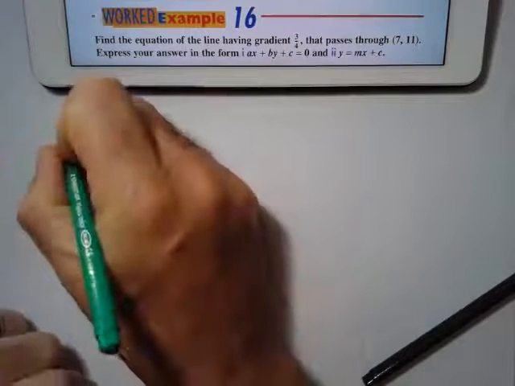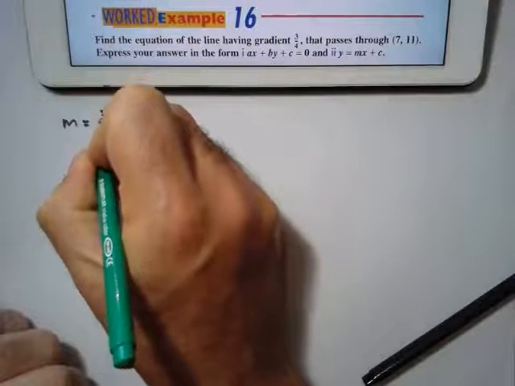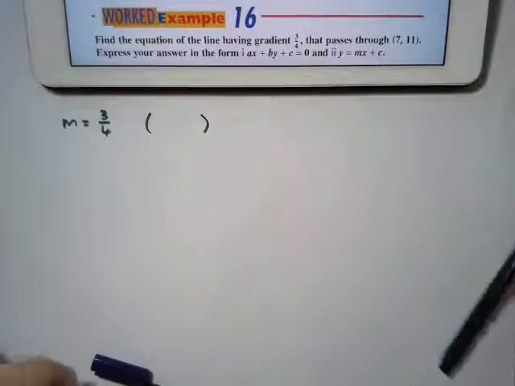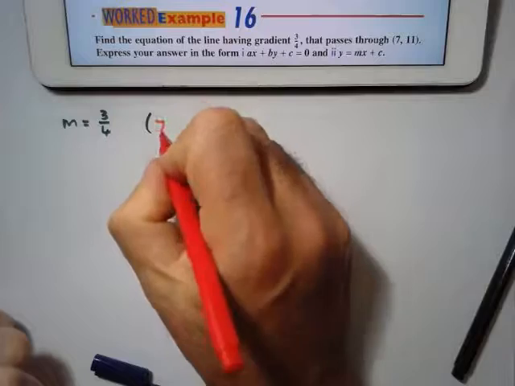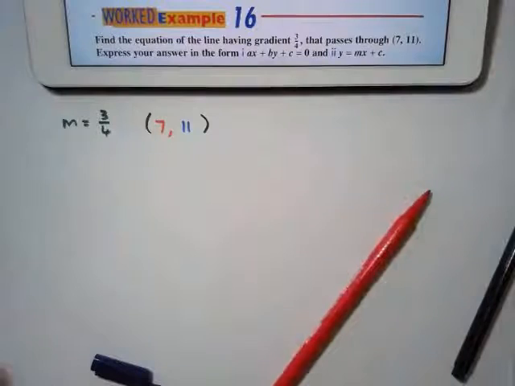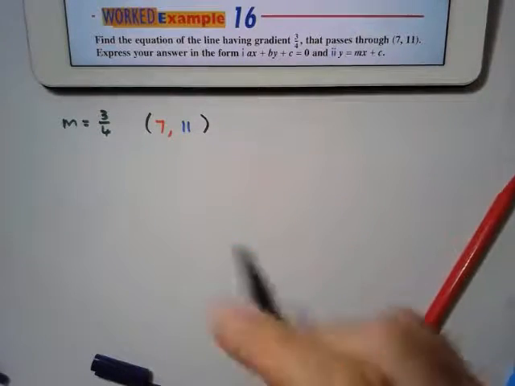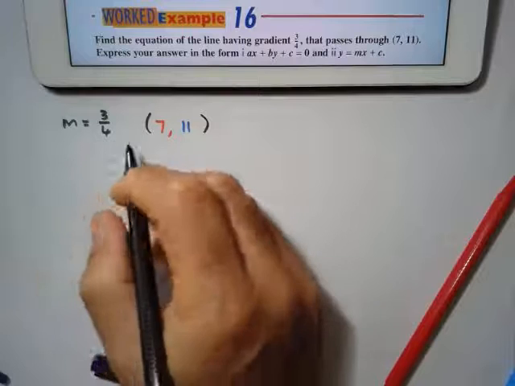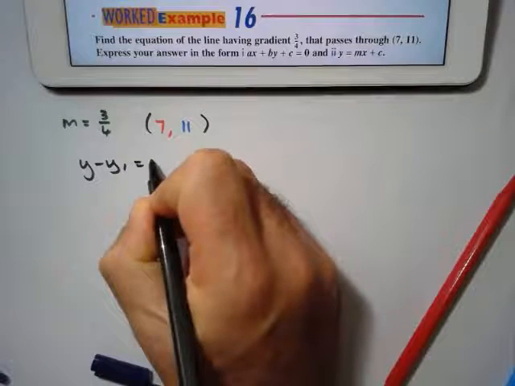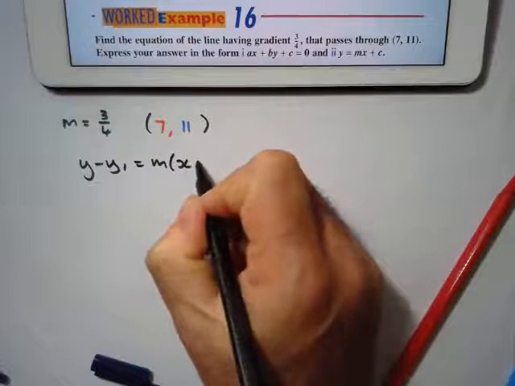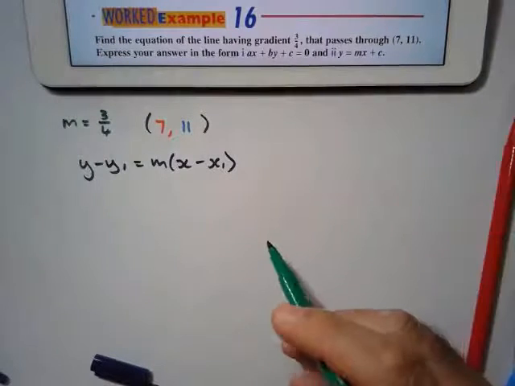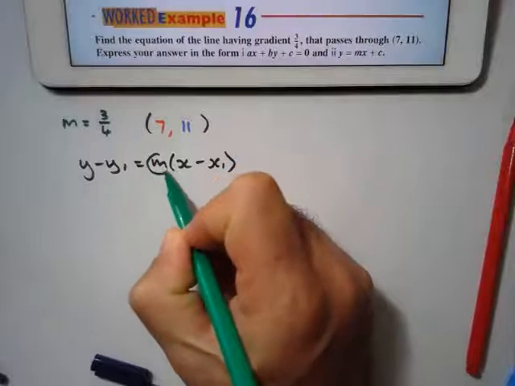So I'm going to start off by saying my gradient equals 3 over 4. And then they give me a point as well. They give me that x is 7 and y equals 11. So I'm going to go down to my formula. My formula for finding a point is y minus y1 equals m(x minus x1). So all I'm going to do now is substitute m with that.